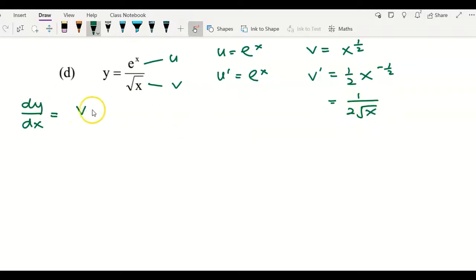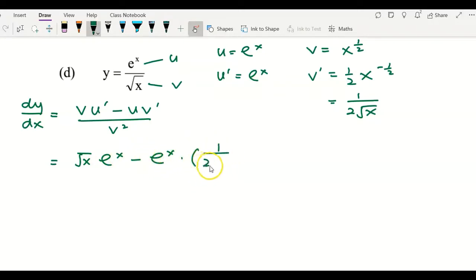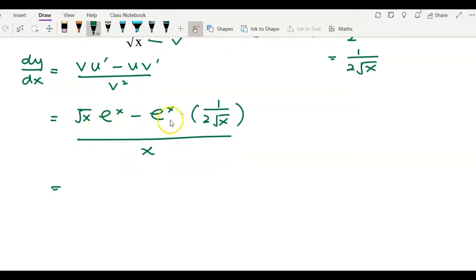Then dy dx for the quotient rule, you have v u prime minus u v prime over v squared. What is your v? v is your square root of x. u prime will be e^x, minus u will be the e^x, and v prime will be 1 over 2 square root of x, over v squared. That will be a square root of x squared, you get x. Then check. Yes, we have two terms over here at the numerator. Check, do the two terms contain any common factor? Yes, we can take out.